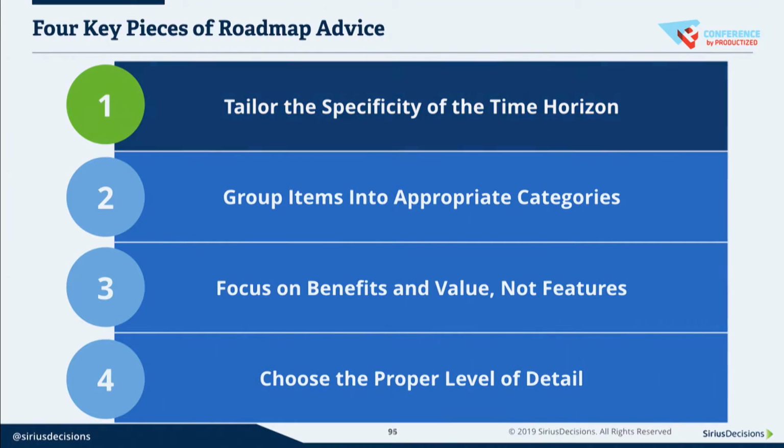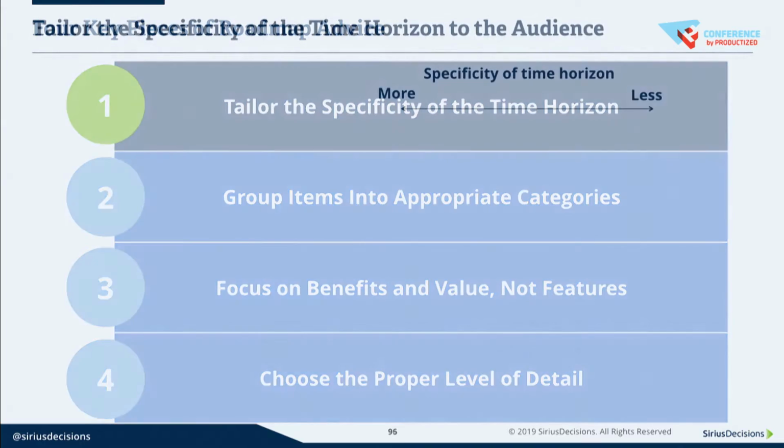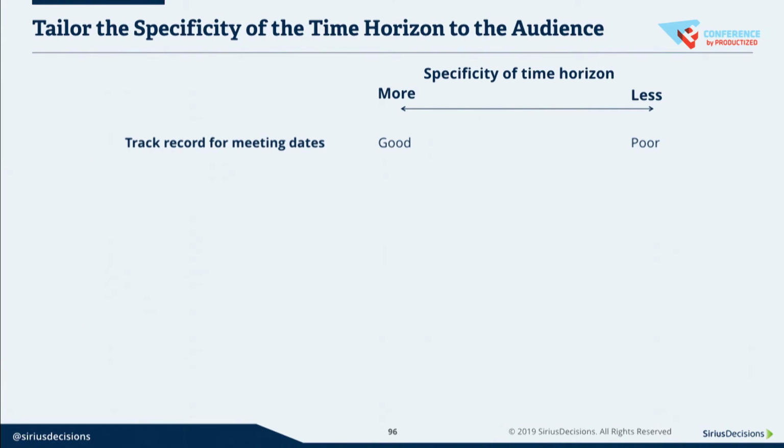The first is around the time horizon. And by that I mean there's some sort of timeline, right? You saw January, February, March, etc. You can have different views of your roadmap for different audiences and different purposes. And I would advise you to tailor how specific a timeline you give based on a number of different factors. So for example, do you have a good track record for meeting dates? If you don't, don't put dates on your roadmap.